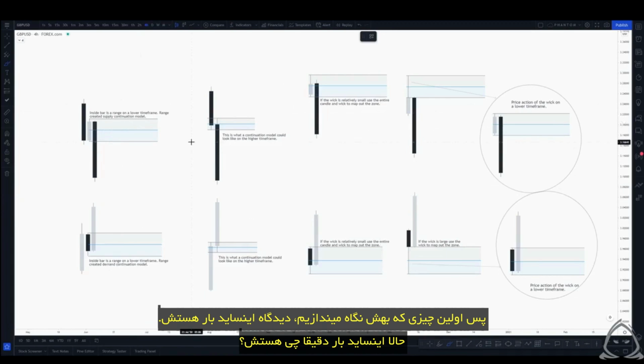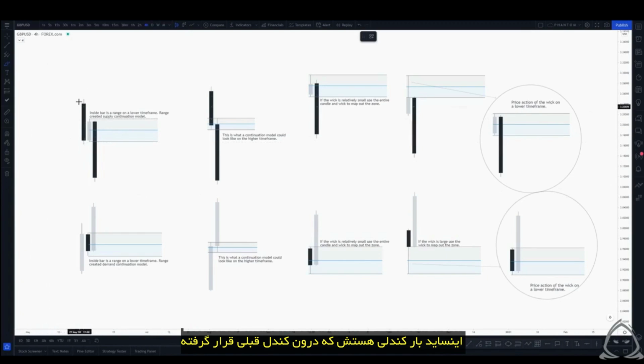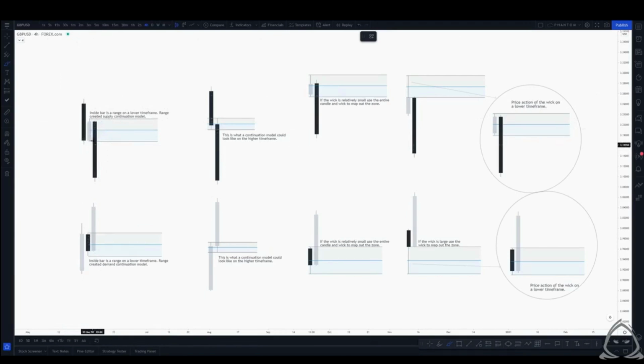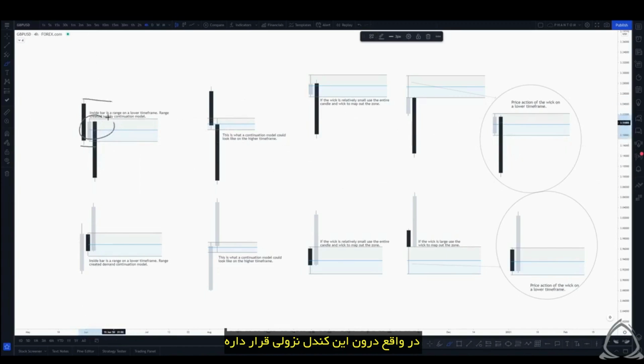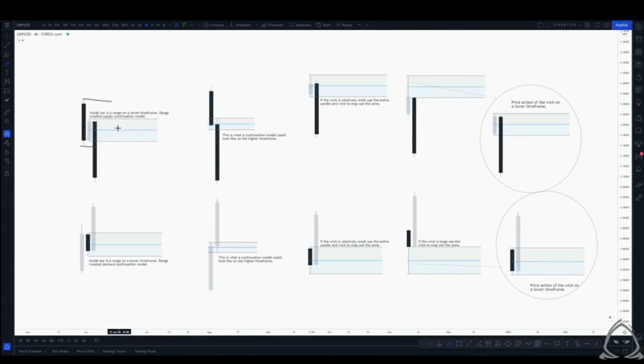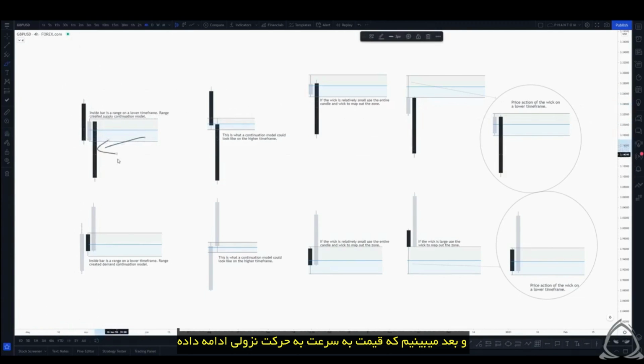And what is an inside bar exactly? An inside bar, quite simply, is a candle that rests within the previous candle. So in this example, we have a down candle or bearish candle. The next candle is a bullish candle. And what you can see is this bullish candle didn't break the high or the low of the bearish candle. It actually rests inside the bearish candle right here. And then what we can see is price then moves back to the downside quite rapidly.